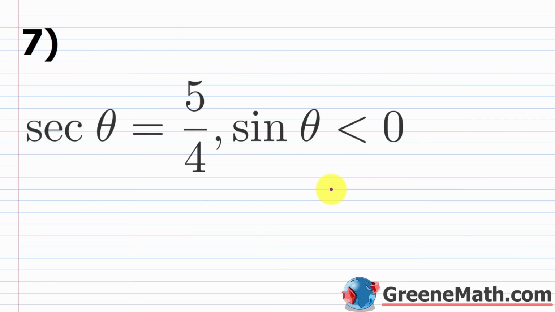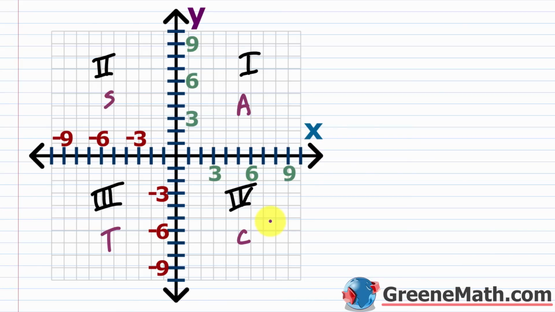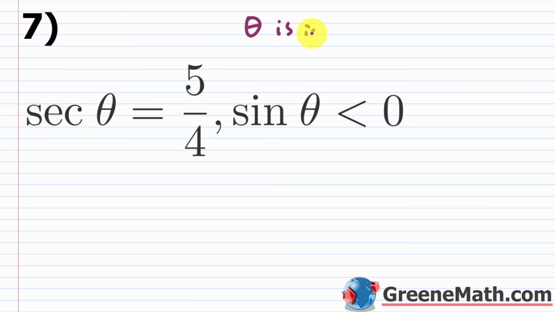All right, for problem 7, we have that the secant of theta is equal to 5/4, and the sine of theta is less than 0. So the secant, which is the reciprocal of cosine, is going to be positive. So that occurs in quadrants 1 and 4. And then we're saying that the sine is negative, so that's in 3 and 4. So we'll say that our angle theta is going to lie in quadrant 4. So we'll say that theta is in quadrant number 4.